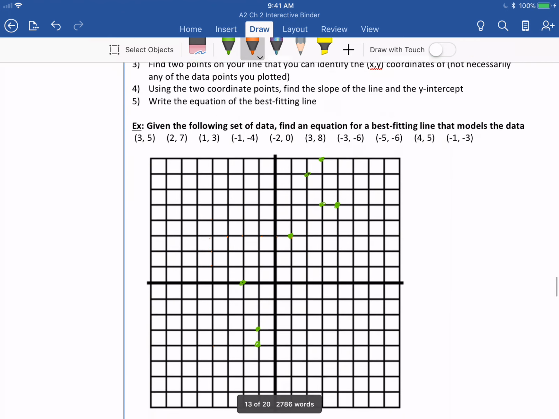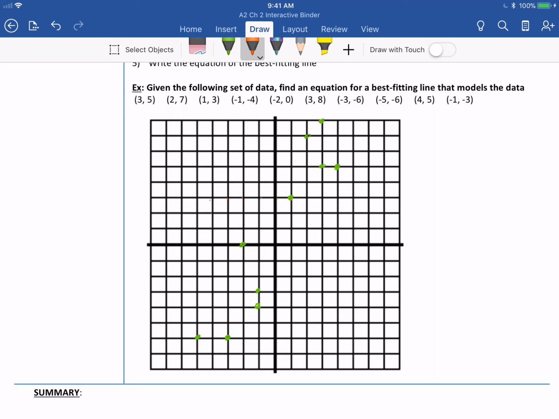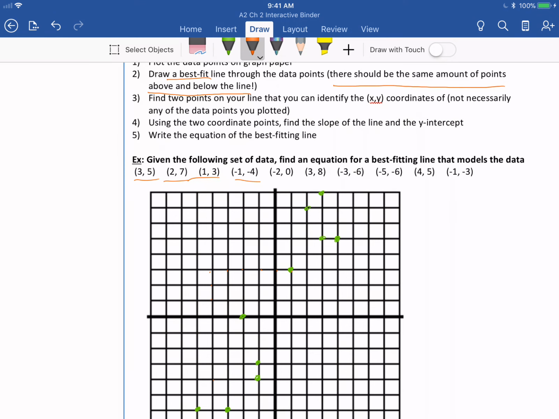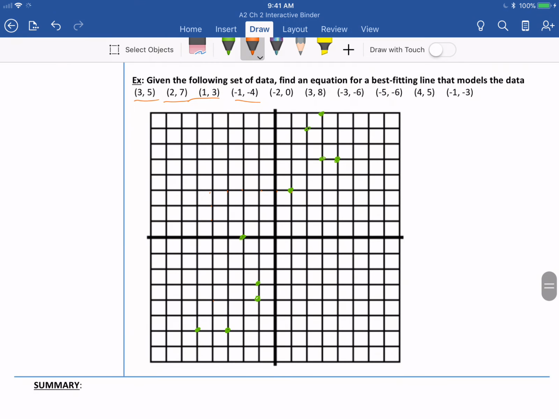I took the time before and graphed all these points. You can take a second and graph 5, 3, 5, 2, 7, 1, 3, all these points. Now I'm going to draw this best fit line, and there should be the same amount of points above and below. I'm going to draw it here. Yours might be different than mine. That's the thing about these: your answer might be a little bit different than mine, which is okay.